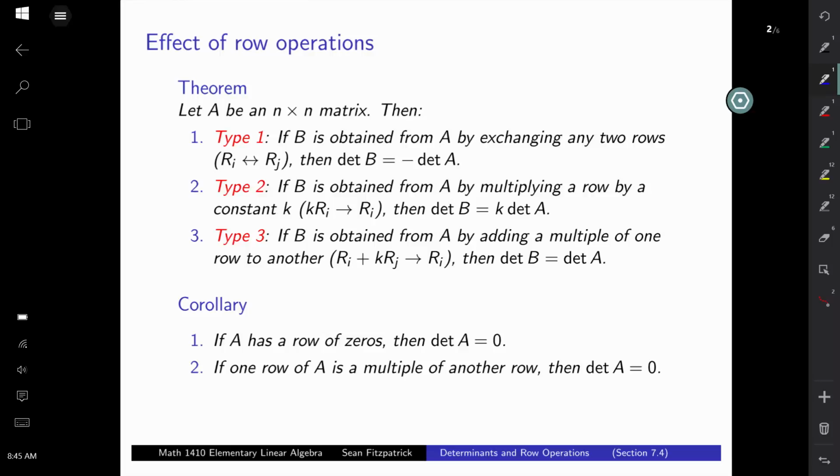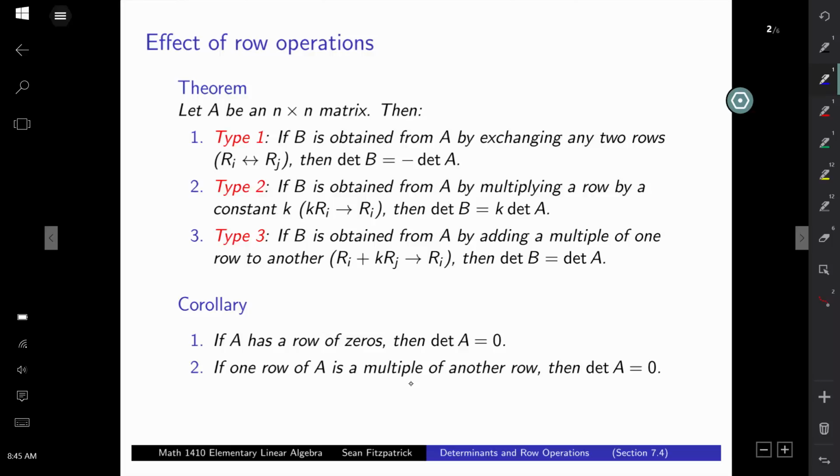So, what happens when you do a row operation? Well, if you do a row operation of the first type, switching two rows, you change the sign of the determinant, right? So anytime you swap rows, you get a minus sign, and that's something to be careful of. If you're simplifying a determinant and you switch two rows, don't forget that there's a sign change.